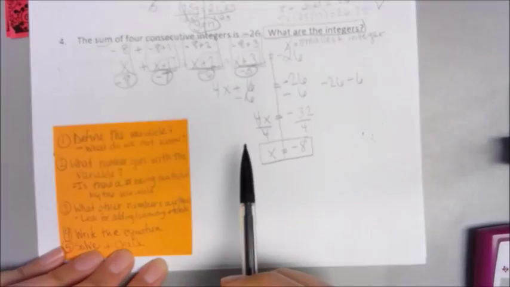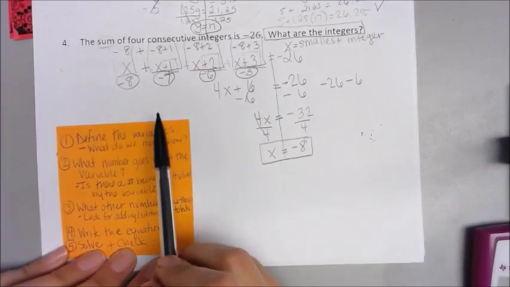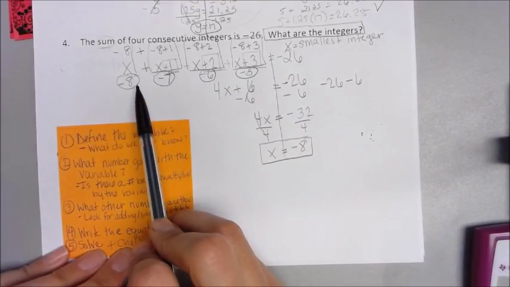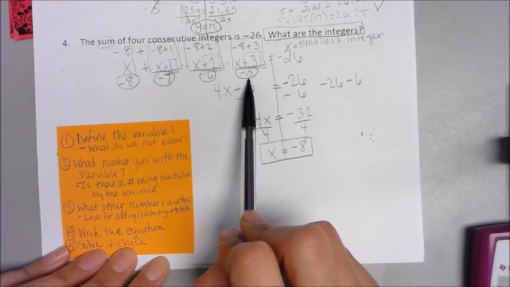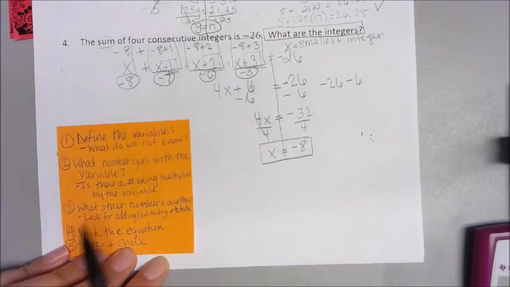Then you can make sure that you have all of the integers. Zoom in a little bit again. They're all consecutive, negative 8, negative 7, negative 6, negative 5. Those are all in a row. And if you add all of them together, you do get negative 26. So we can double check and make sure our answer is correct.